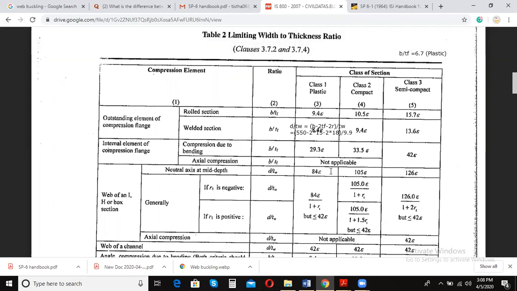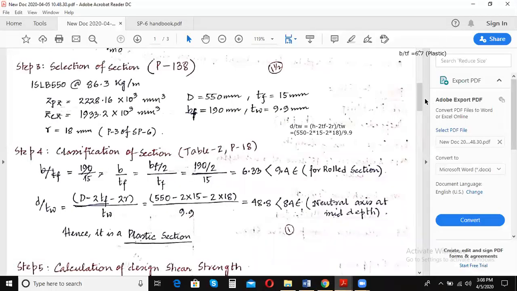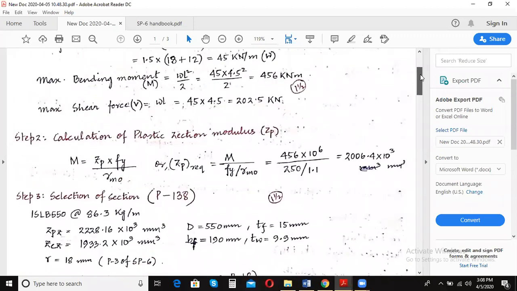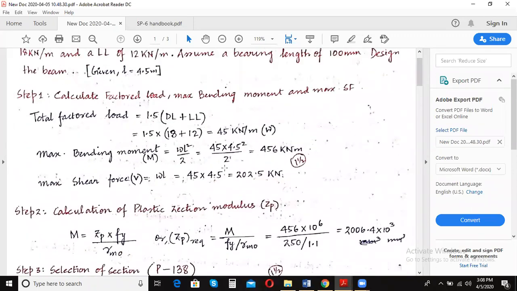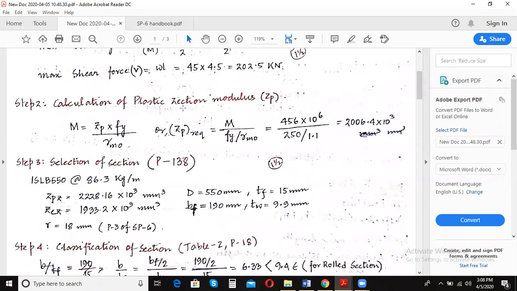So we have chosen a section which has come out to be a plastic section based on both the checkings of the flange as well as the web, right? So what were the steps? Let's recap all the steps that we have done. First we were calculating the maximum bending moment and the maximum shear force. Then, based on the maximum bending moment, we had calculated the plastic section modulus. Now, based on the value of plastic section modulus, we had chosen our section, which is ISLB 550.